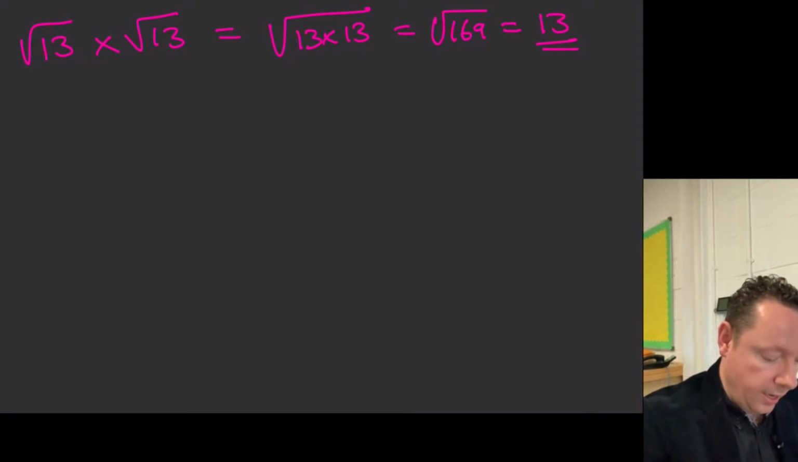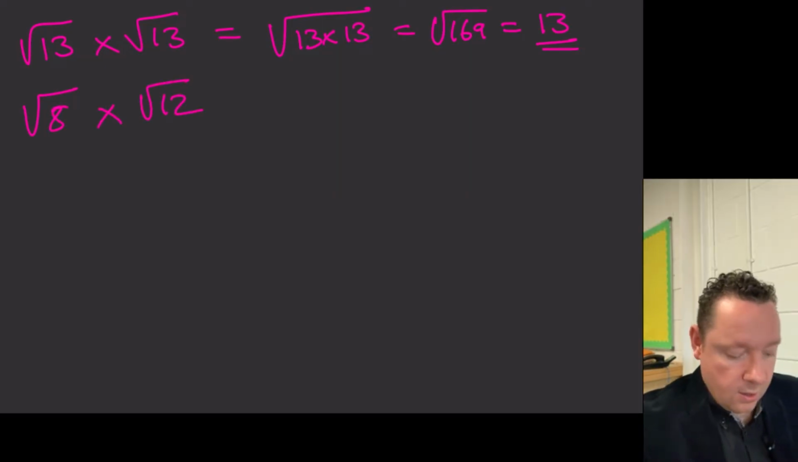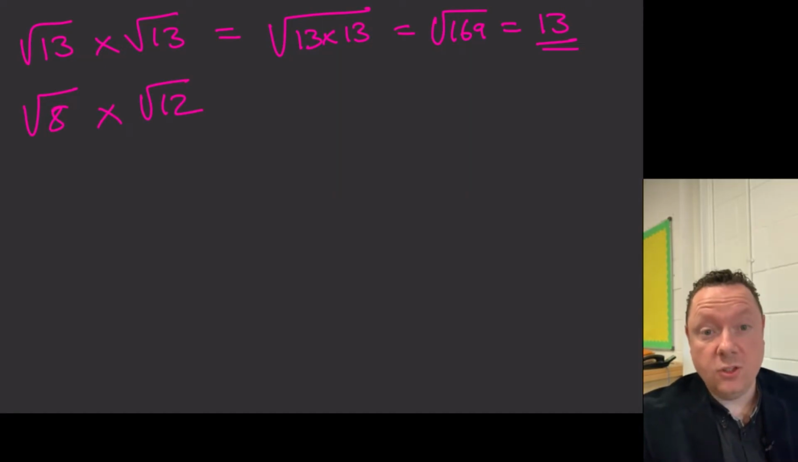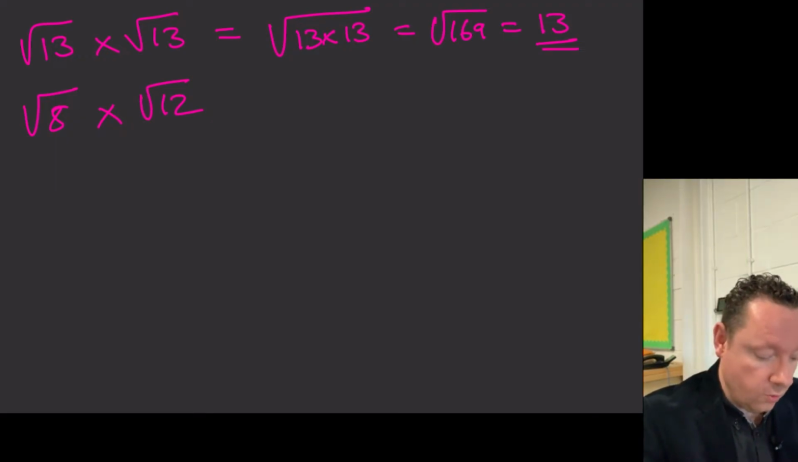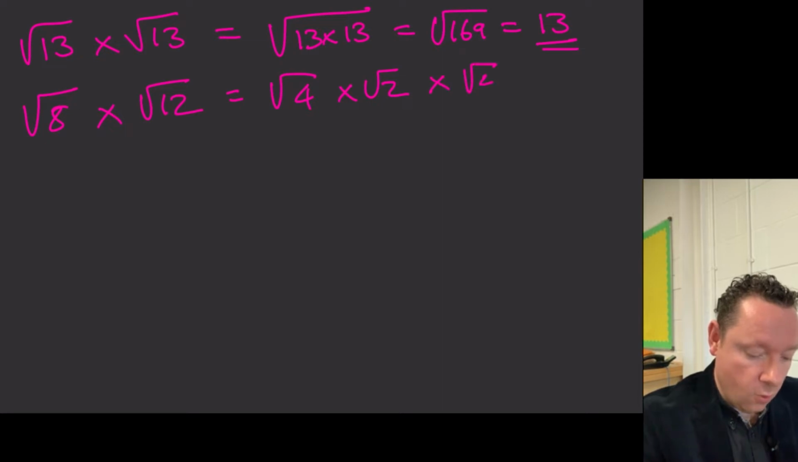Let's say we had root 8 times root 12. Then you can either simplify the surds first or at the end. I prefer to simplify first. So root 8 is root 4 times root 2. And root 12 is root 4 times root 3. So now I can square root whatever ones I can square root. Square root of 4 is 2, so that's 2 root 2, times the square root of 4 is 2, so that's 2 root 3.